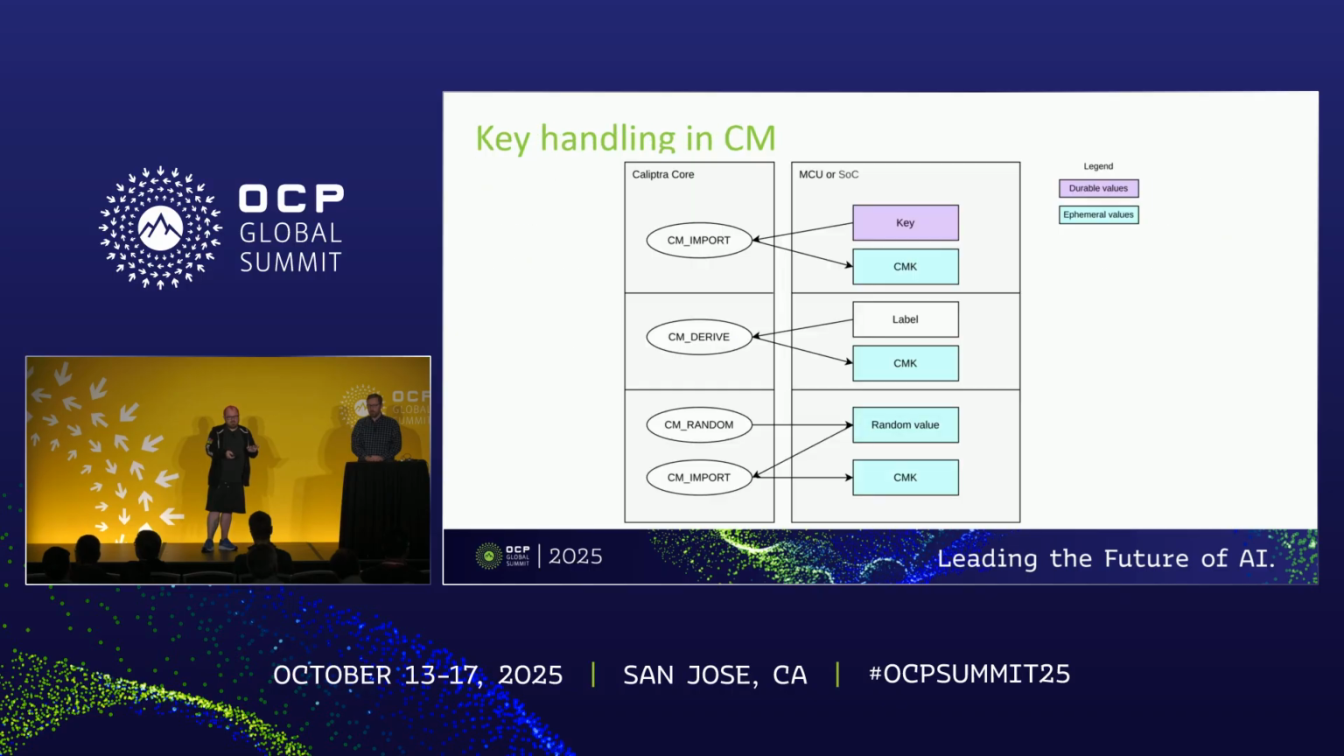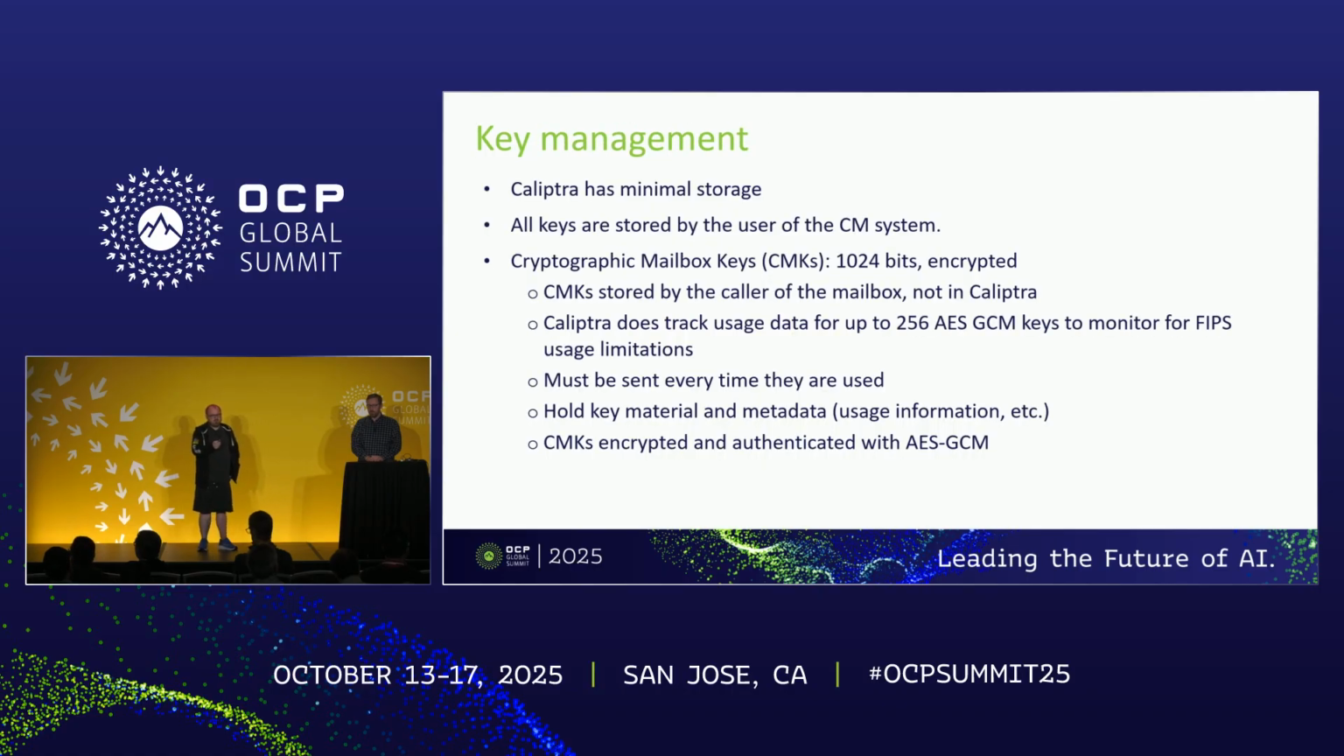I'm going to come back to this slide. So the first question you should always ask whenever you have any sort of new cryptographic services is, how are the keys managed? So that's great and all. How do keys get in? How do keys get out? What's the key story? Because Caliptra has its own keys, certainly, but how am I going to use keys with Caliptra? So Caliptra, fundamentally has very minimal storage and no real persistent storage.